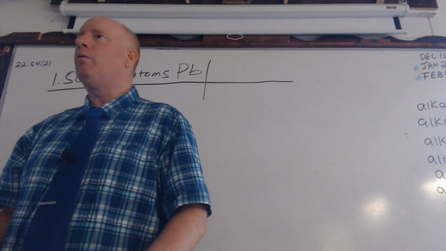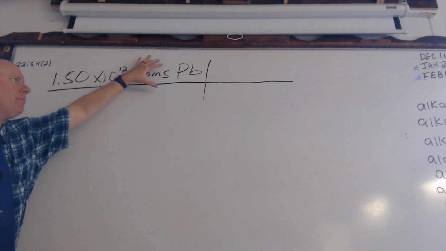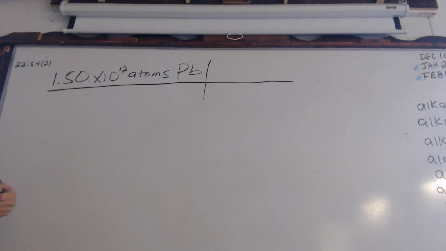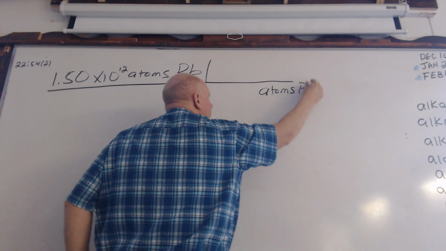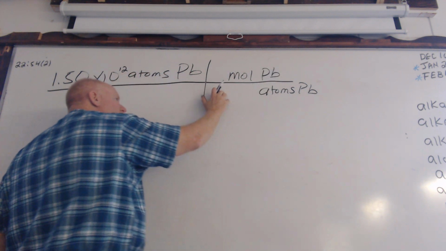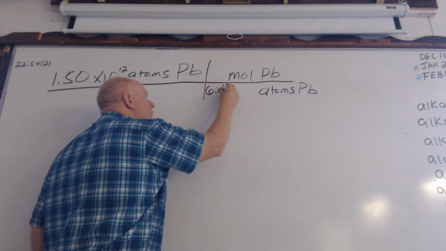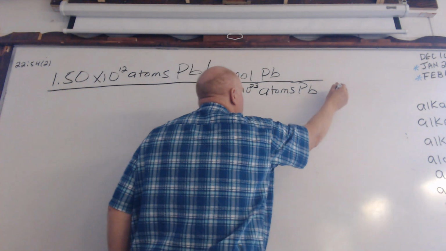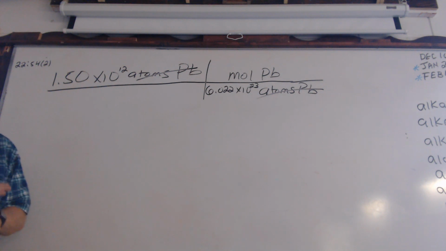You might be asking, well, how do you know whether it goes on the top or the bottom? Well, if we've got atoms on top in step 1, where does atoms go in our next step? Bottom, right. Okay? So atoms of lead gives us a mole of lead. But we need to use our constant, which is Avogadro's number, which is 6.022 times 10 to the 23rd. We've got them to cancel. We're in moles of lead, and that's what the question is asking.